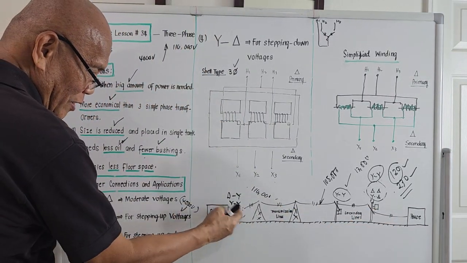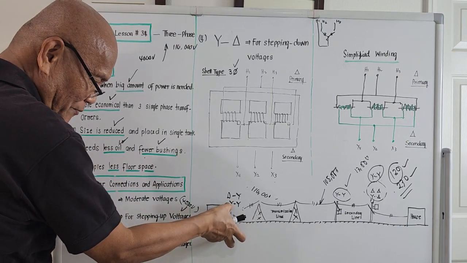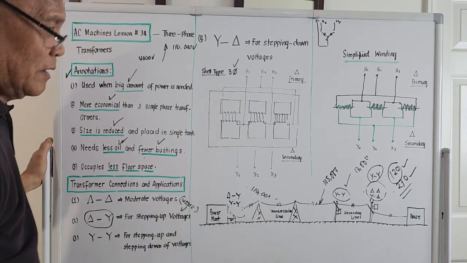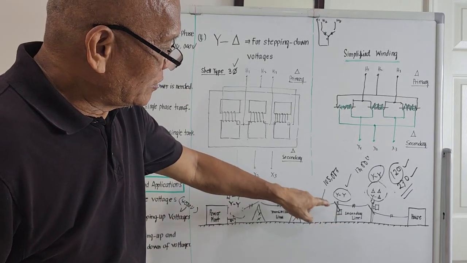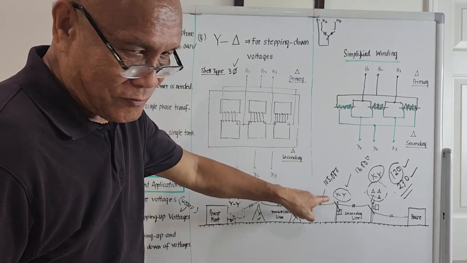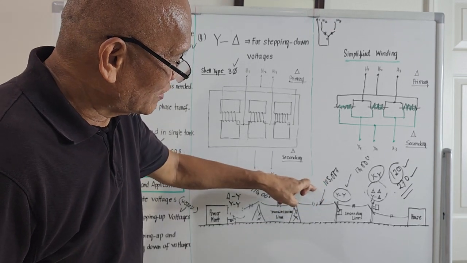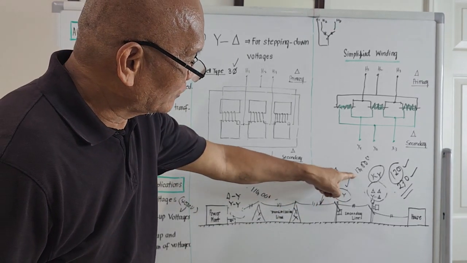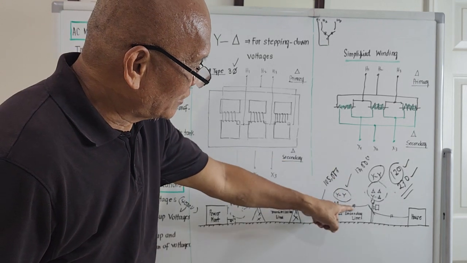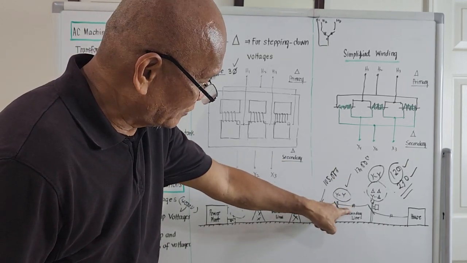Delta to Y and YY is near the power plant. The YY could be located on this portion of the electrical line for stepping down this 105,000 to a value of 13,000. So the voltage on this line here will be 13,000.